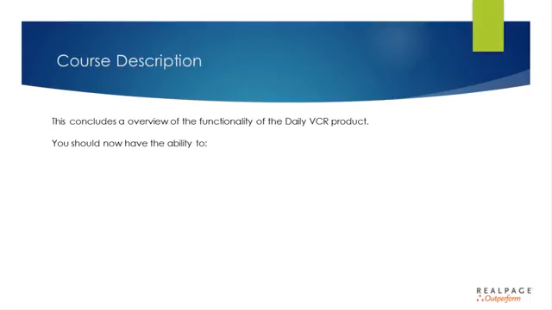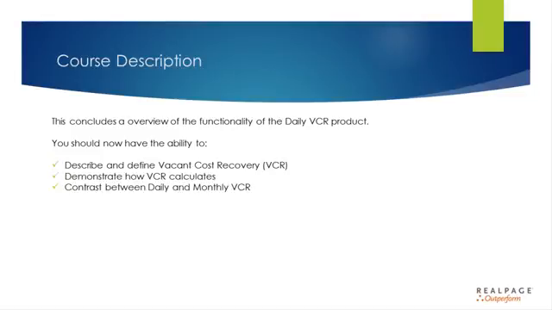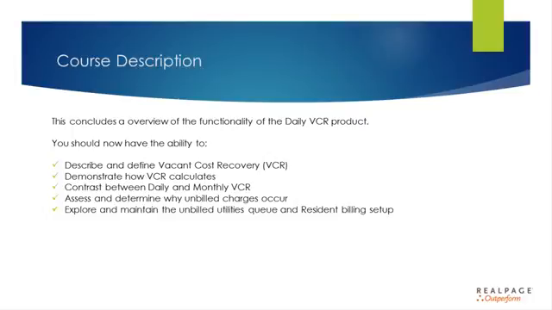This concludes a basic overview of the functionality of the daily VCR product. In this video, we provided you with an explanation of how VCR works, explained VCR calculations and how they are determined by Velocity. We showed you the differences between daily and monthly VCR, and we described the differences between manual, automatic with limit, and limit in daily VCR. We explained why unbilled charges occur, and we showed you how to manage the unbilled queue. We also showed you how to manage resident utility checkboxes and where to look for resident statements after the bills have been mailed.